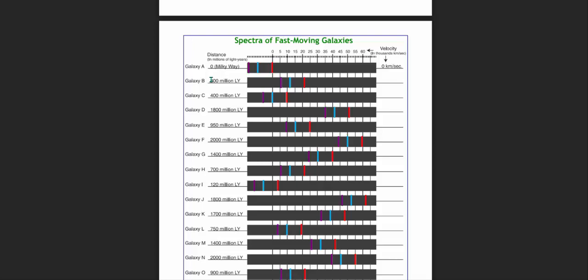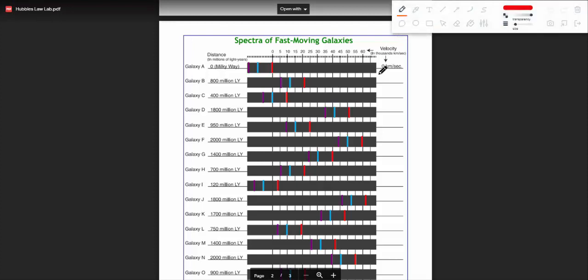So with Galaxy B, we know that the distance is 800 million light years away. To find the velocity, we have to read this red line. It's just to the right of 20. It looks at about 22 to me. So I'm going to call that 22. Sorry for my bad writing. It is hard to write with a mouse. Remember that this is in thousands kilometers per second. So even though this is at 22, note that we have to add 3 zeros here in order to make it into the thousands. So we have 2 things to graph. We have 800 million and we have 22,000.